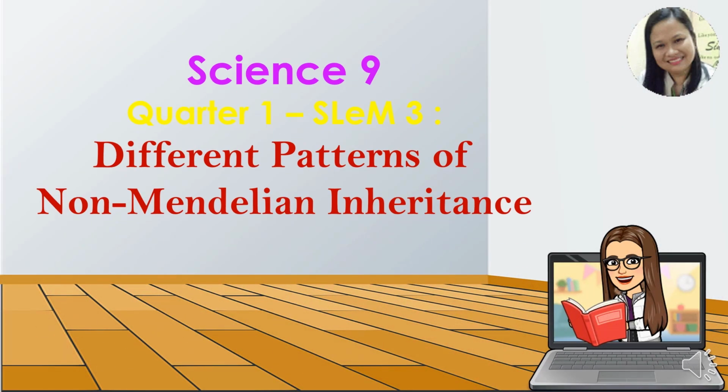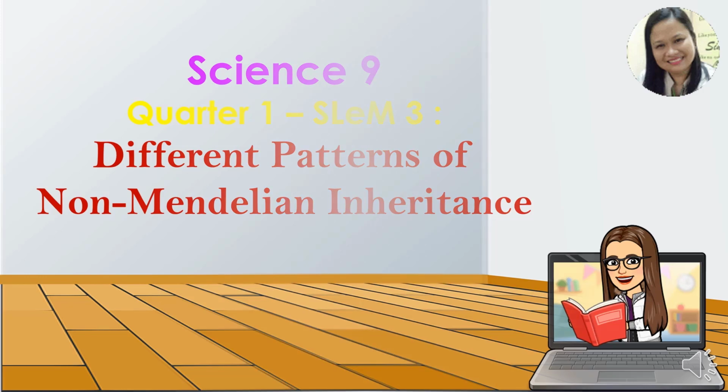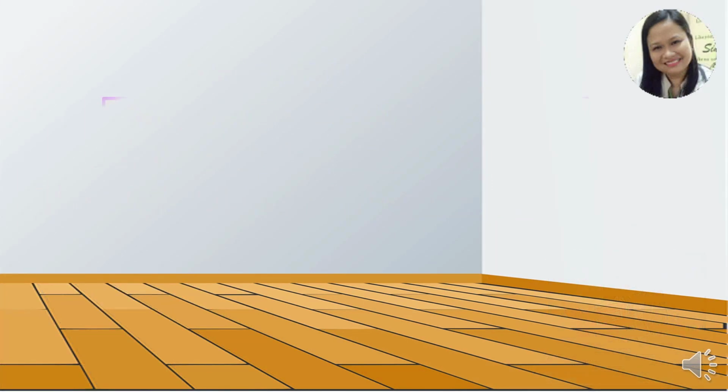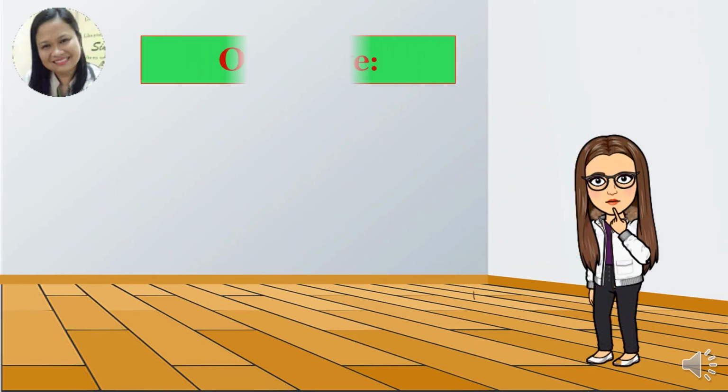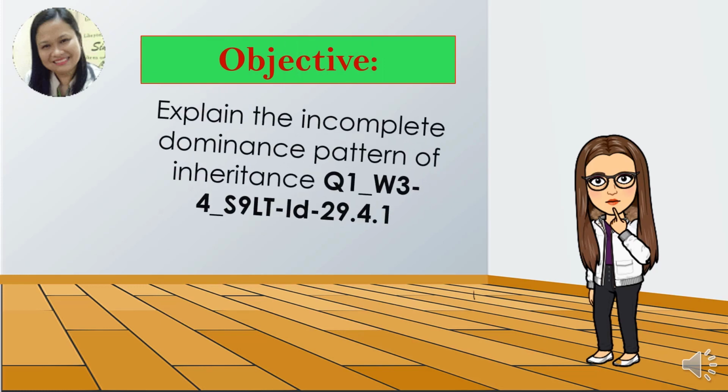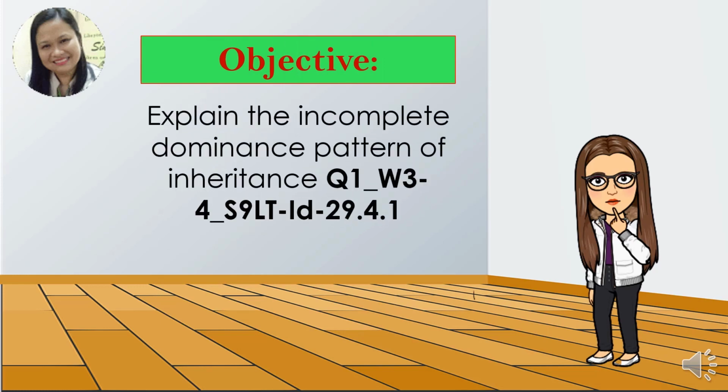Science 9 Quarter 1 SLEM 3. That is all about different patterns of non-Mendelian inheritance. But in this video, we will be focusing on incomplete dominance. Objective: explain the incomplete dominance pattern of inheritance.